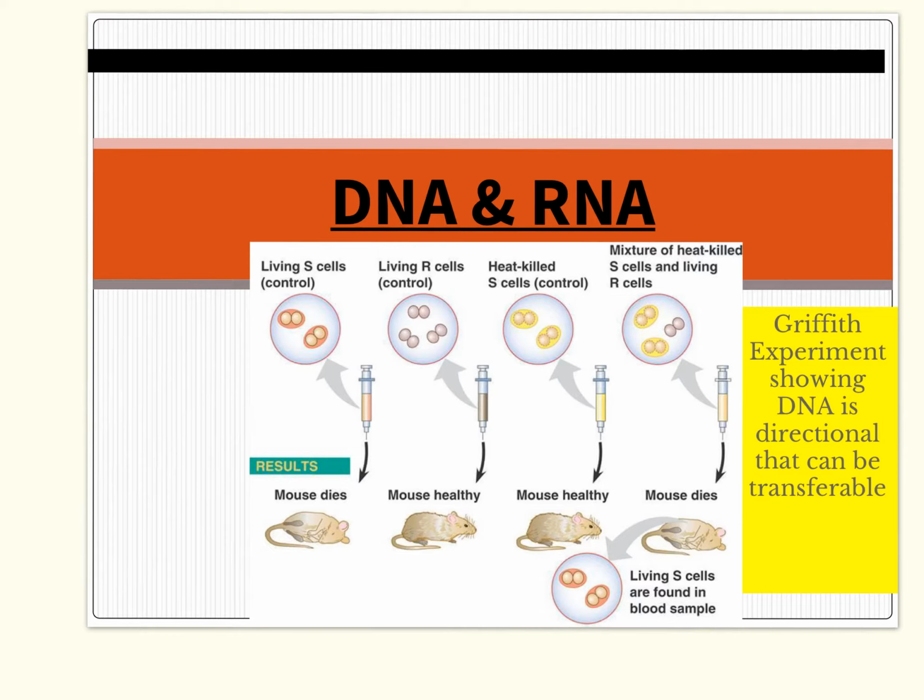Now, in this experiment, you had two cells. You had the S cells and the R cells. When you injected the S cells into a mouse, the mouse died from an infection. When you injected the R cells into the mouse, it was able to handle it. Not a big deal.